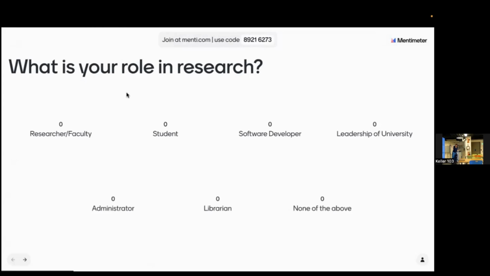So if you go to menti.com and then use this code, 89216273, it would be great if you do that and answer this question. It should bring up the question. You can do it on your laptop or your phone.